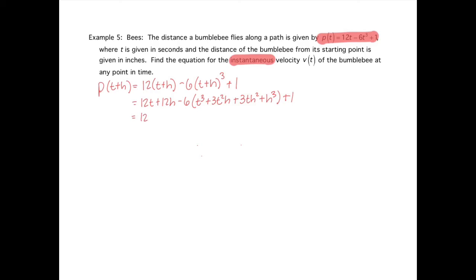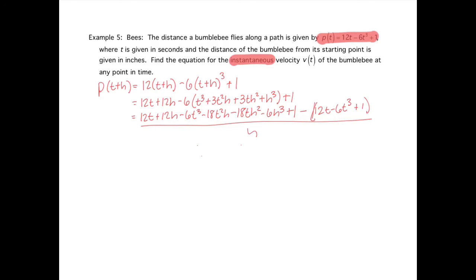All right, which means that we wind up with 12t plus 12h minus 6t cubed minus 18t squared h minus 18th squared minus 6h cubed plus 1. Whew, that was a lot. All right, and then we're going to go ahead and subtract our original function, which is 12t minus 6t cubed plus 1, and all of that is going over h, and that's going to be the limit as h approaches 0, so just ignore that little equal sign right there because I'm too lazy to write it all over again. All right, let's cancel some stuff out.